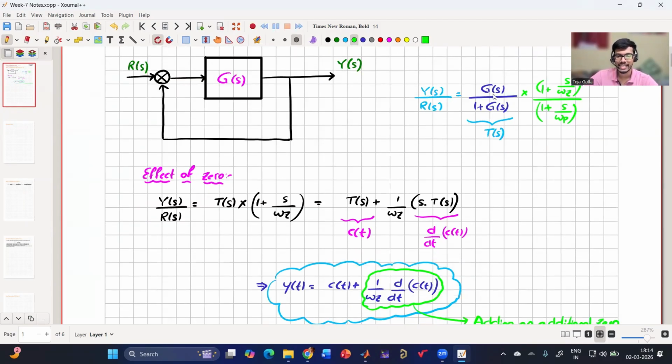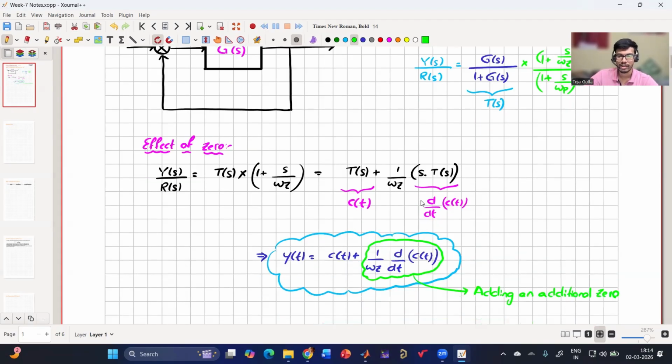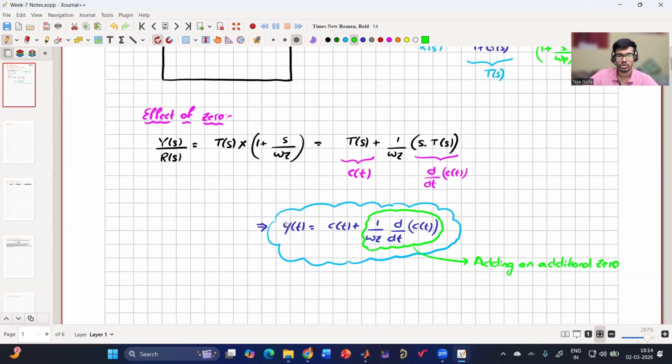If I'm calling this T of s, then I will have two terms: one is T of s, one is s into T of s. If my time domain of T of s is say c of t, then this will be the derivative of c of t because of this s term, which we have studied in the earlier weeks while discussing the Laplace transform. So now my modified y of t will be c of t plus d by dt of c of t. This additional term is coming because of the additional zero and it is having a derivative effect. It is like it is predicting what will be happening and adding it to y of t. So it is kind of trying to fasten the response and then improve it. This is what we get from the theoretical understanding.